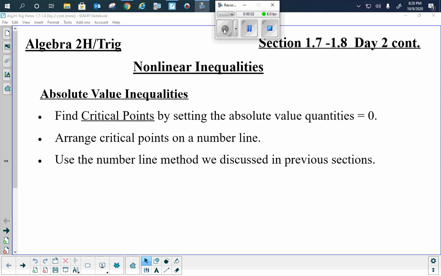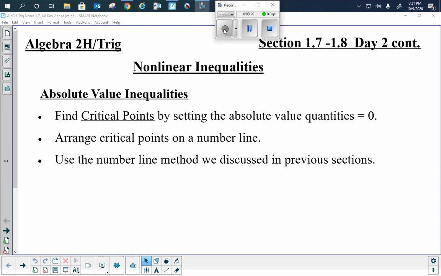All right, moving on to nonlinear inequalities. So, absolute value inequalities. Remember, we've done absolute values before. You must use the number line method. Okay, this one's a must, just like we did with the other absolute value problem.